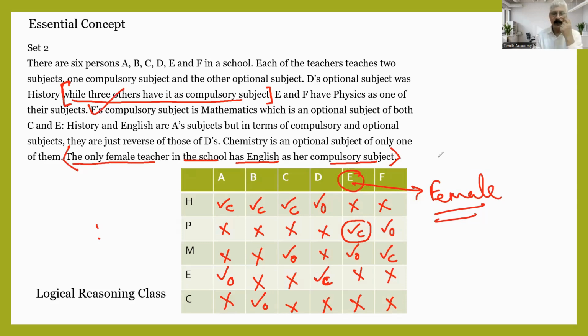Now see the third set. Here the amount of information is bigger than in set 2.